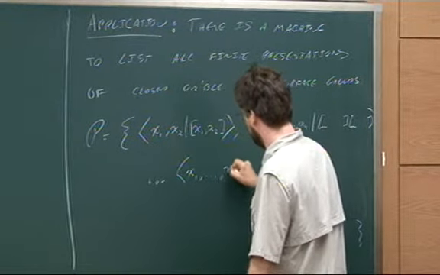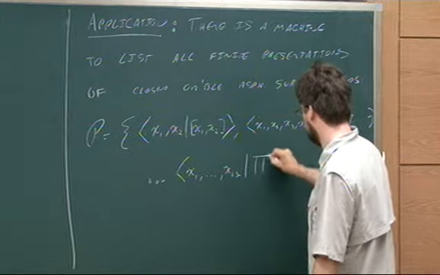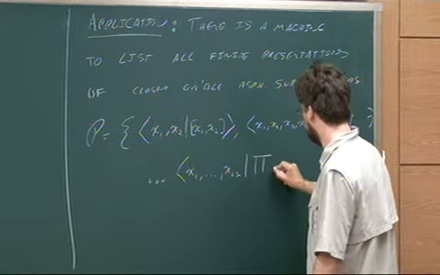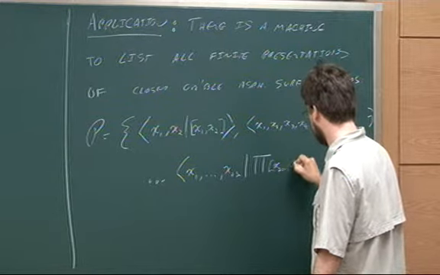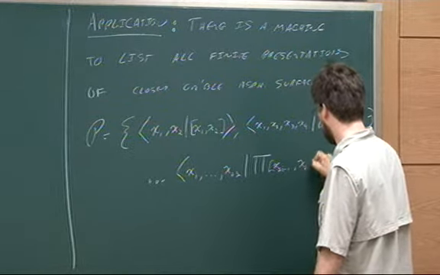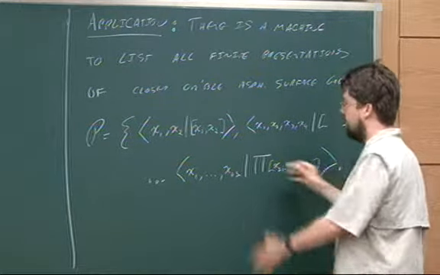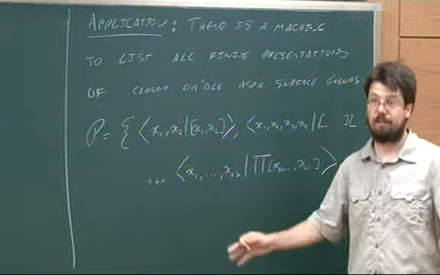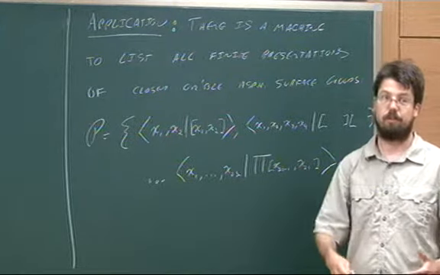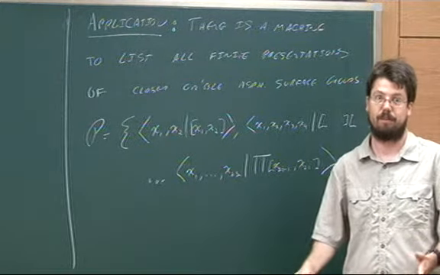x1 through x2g, and the product, I've got a single relator, the product of these commutators. And I'm using some shorthand here rather than actually writing out the actual presentations. So I can list at least one presentation for all surface groups. This lemma tells me I can in fact list all presentations for surface groups.